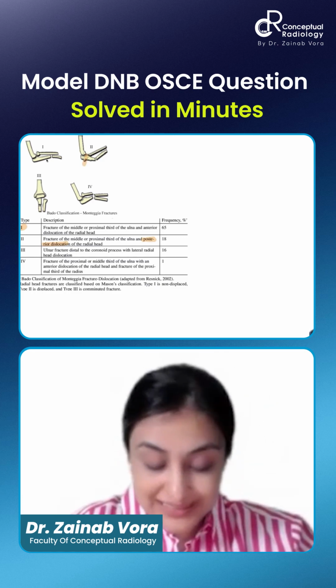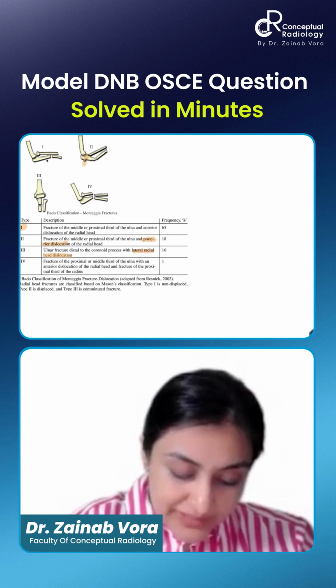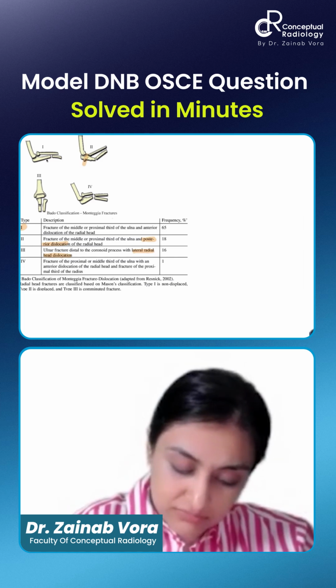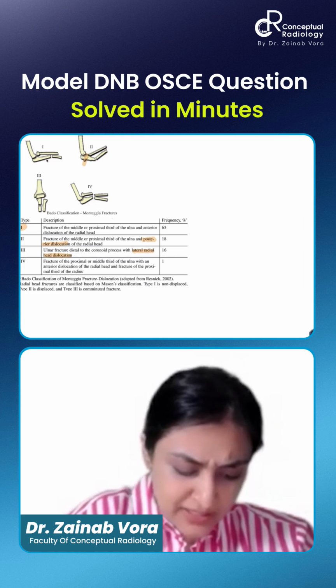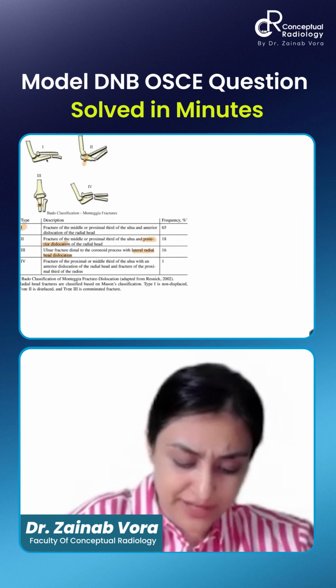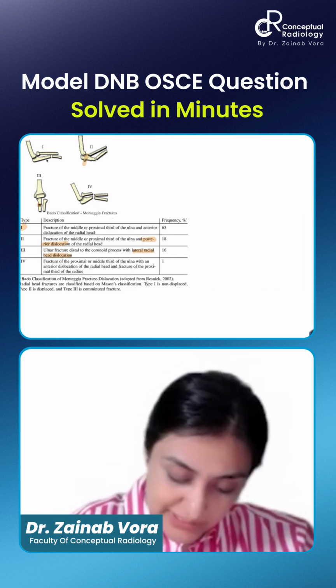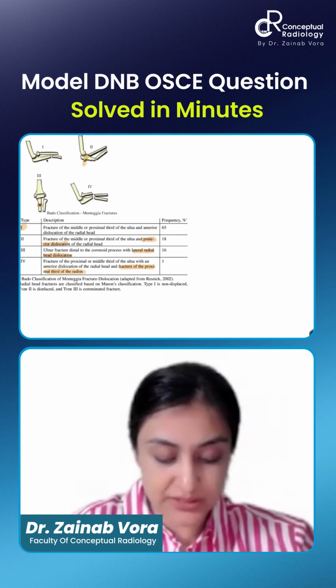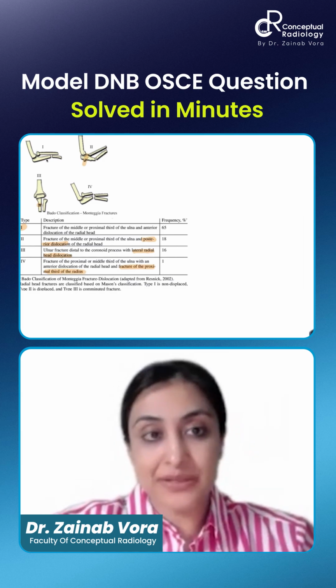Third is lateral radial head dislocation and distal to coronoid, meaning actually more proximal ulnar fracture. Fourth is proximal or middle third with an anterior dislocation and fracture of proximal third of radius. So I'll repeat the classification.